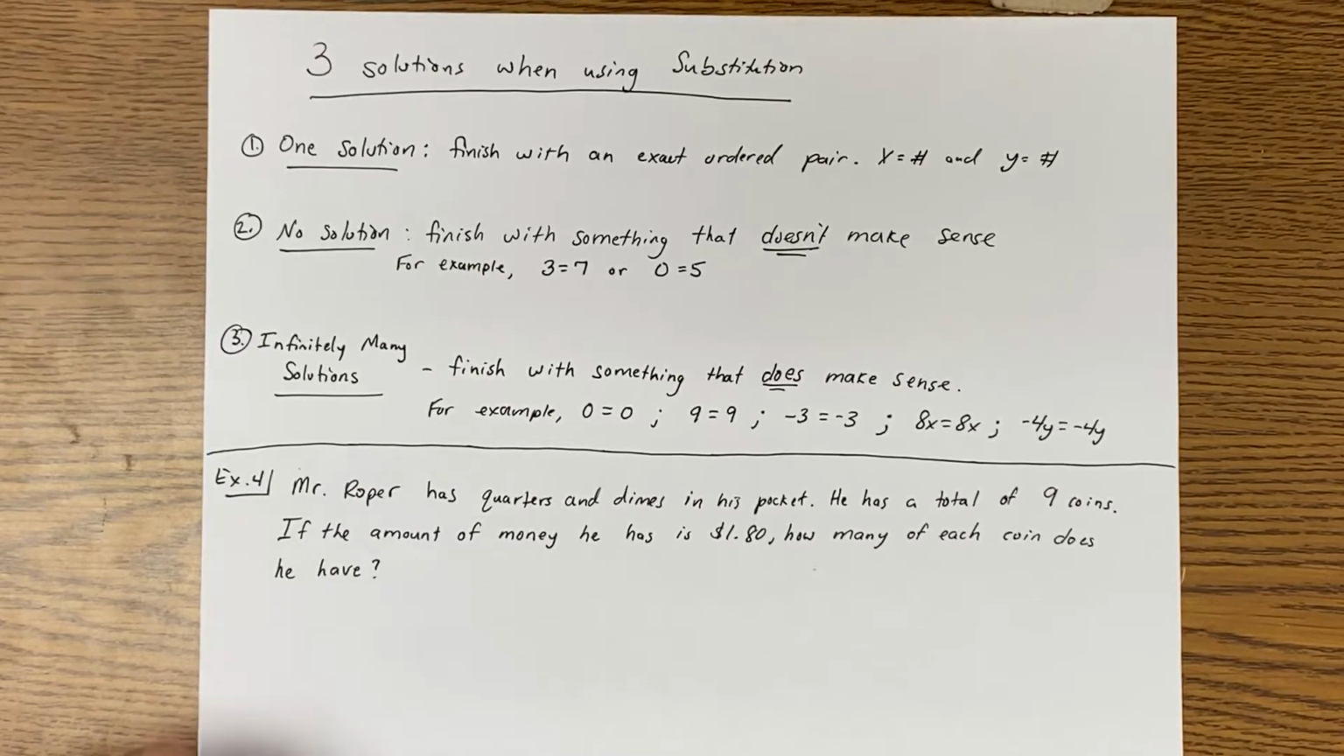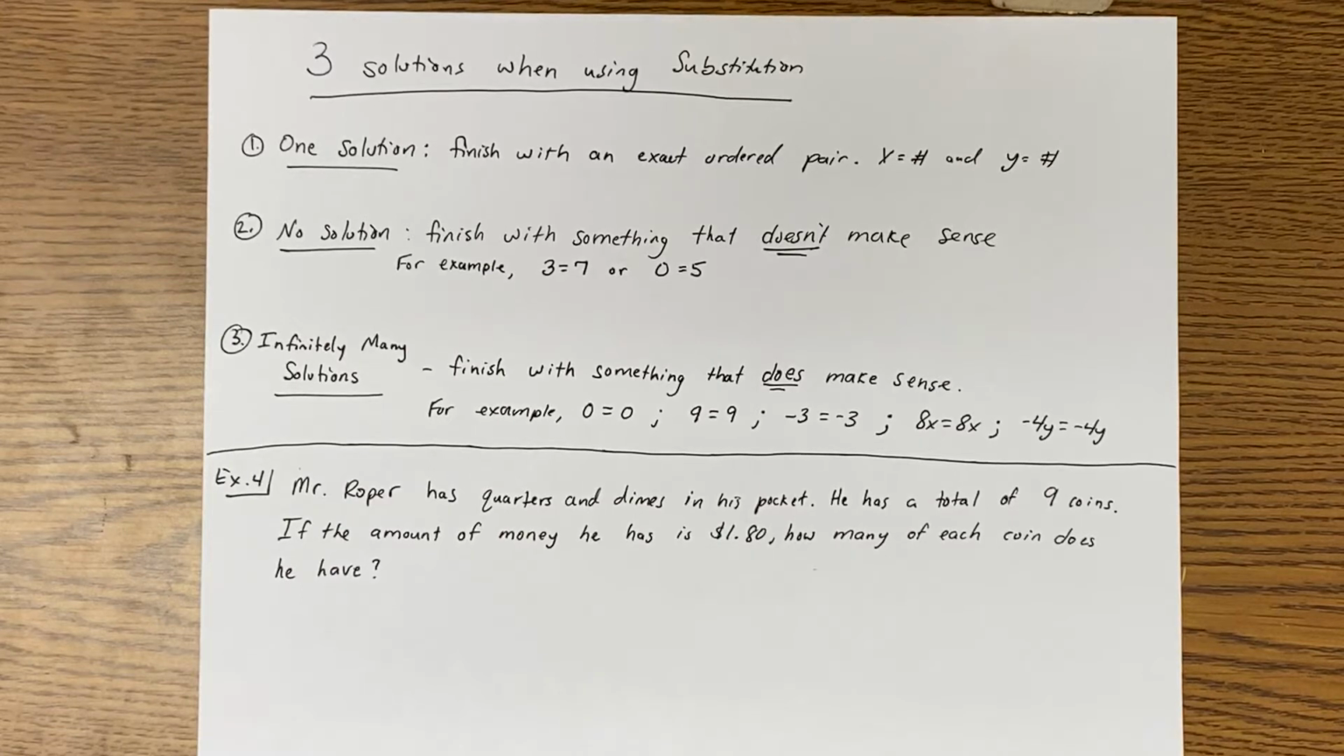All right, so remember, for one solution, we're going to finish with an exact ordered pair. So that's going to be the easiest answer to see. We're going to get x equals a number, and we're going to also get y equals a number. So we'll get x equals 5, x equals 0, x equals -2, y equals 3, y equals 7, some kind of number for x and y that we could put together and create an ordered pair. That's when we have one solution. So we'll see an example of that in just a minute.